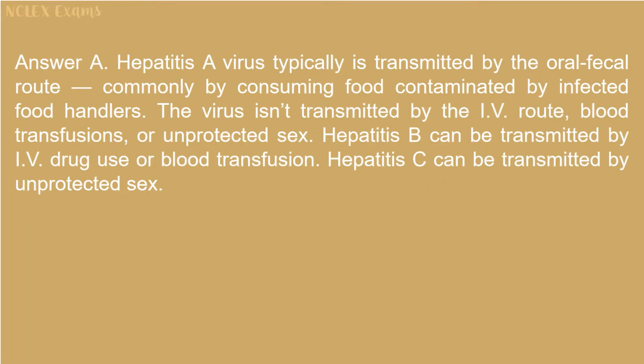Answer A. Hepatitis A virus typically is transmitted by the oral-fecal route, commonly by consuming food contaminated by infected food handlers. The virus isn't transmitted by the IV route, blood transfusions, or unprotected sex. Hepatitis B can be transmitted by IV drug use or blood transfusion. Hepatitis C can be transmitted by unprotected sex.